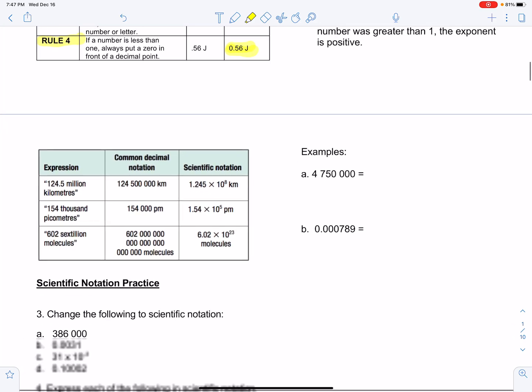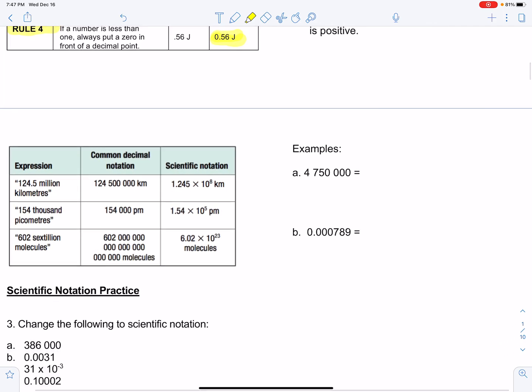Let's try the first example, 4,750,000. This is a big number. Your first step in writing this number in scientific notation is identifying where the decimal place is. In this case, the decimal place is not written, but it would be located right here at the end of the number. Now we want to move this decimal place to the right of the first non-zero digit as you read from left to right.